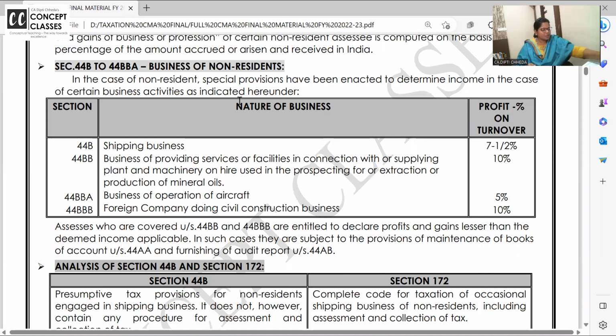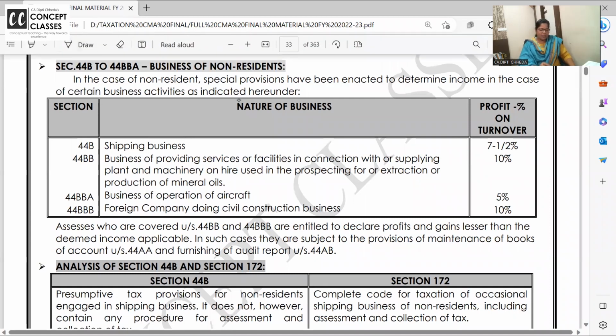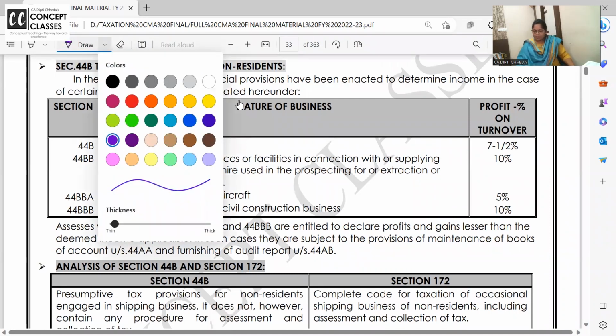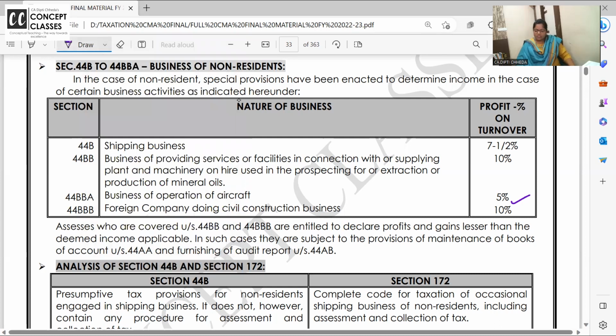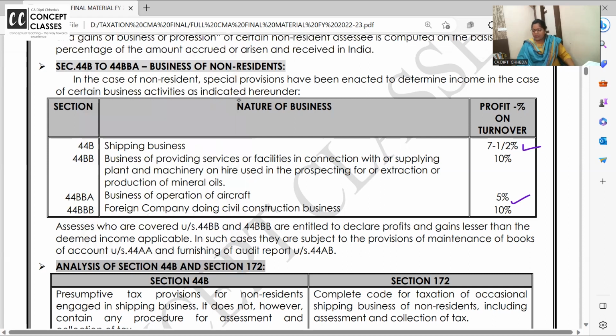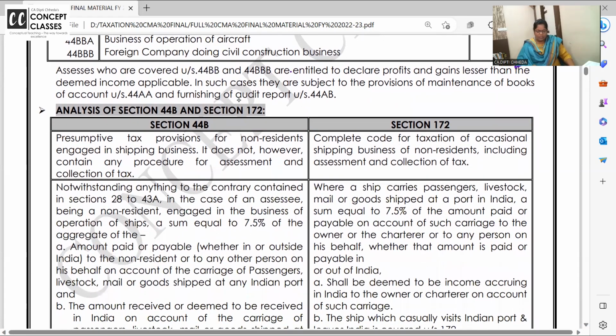And how do you remember, dear students, these four rates? I know as a student I always feel, how will I remember, because I have to give the exam and score marks. So an aircraft is in the air, so it has the lowest rate. What is the rate at which an aircraft has to show the net profit? 5%. Then shipping, 7.5%, and giving plant and machinery on rent, extracting of oils, or the foreign company and all these, they will do it at 10%. No need to maintain books.